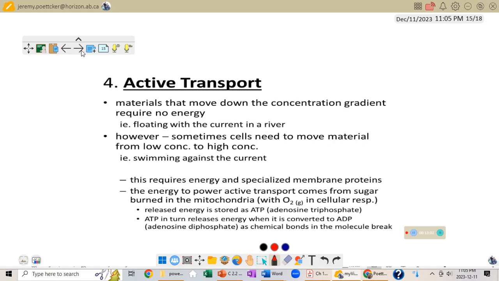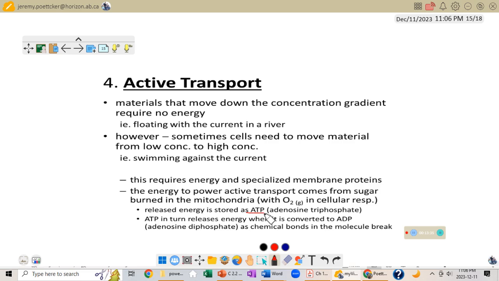Takes us to active transport. If you think about materials moving down the concentration gradient, they require no energy. This is like floating with the current in a river. Sometimes cells need to move material from low concentration to high concentration, like swimming against the current. This requires energy and specialized membrane proteins. Energy to power active transport comes from sugar burned in the mitochondria. Cellular respiration. The released energy is stored as ATP.